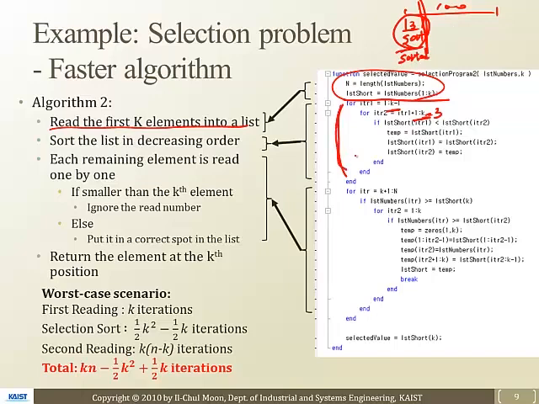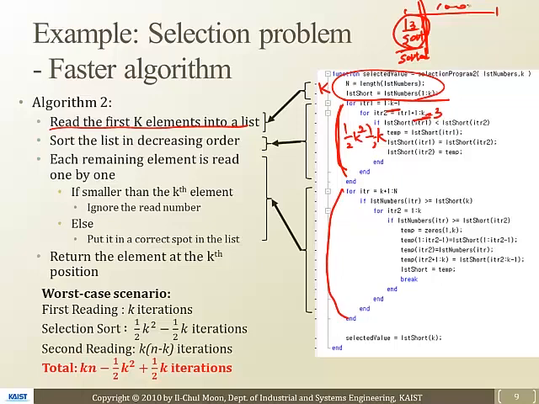So this is sorting, and it will take how many? K plus minus k squared minus k times the iterations, and it will take k iterations, right? And this is the fun part. So this analyst added up.